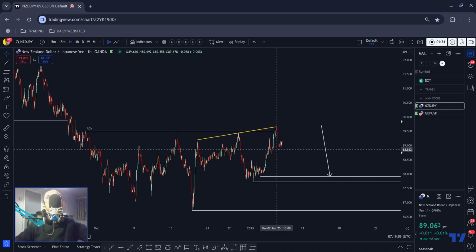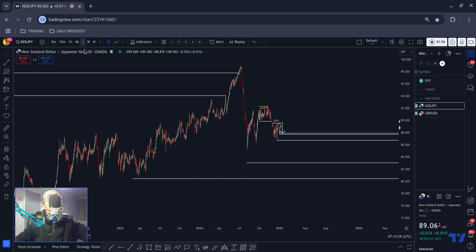Now I'm a funded trader. I tried to sync my funded trading account's broker up to TradingView, but there's no option to do that. So the broker that I'm using now via my funded account is separate to TradingView, and that's why you're not seeing a little red or a little blue circle next to Kiwi yen, even though I am actually in a trade on it. Just thought I'd clear that up.